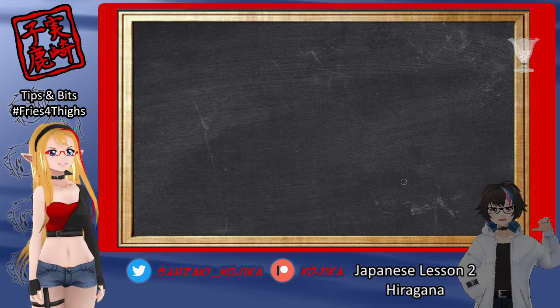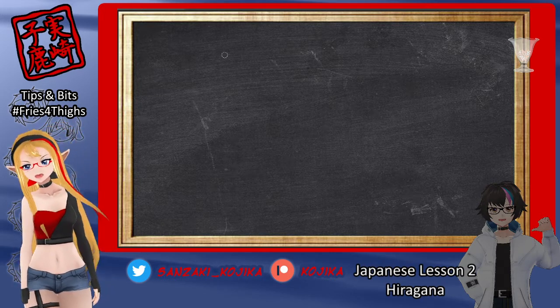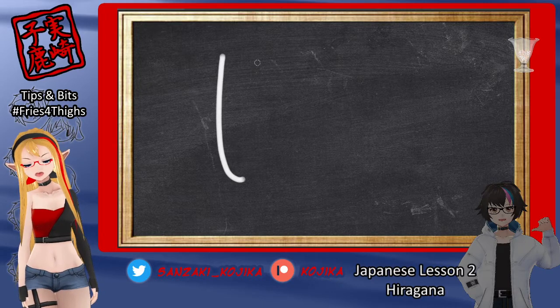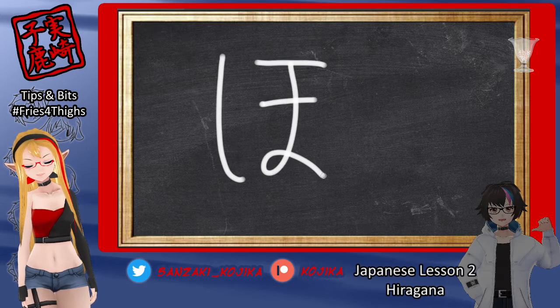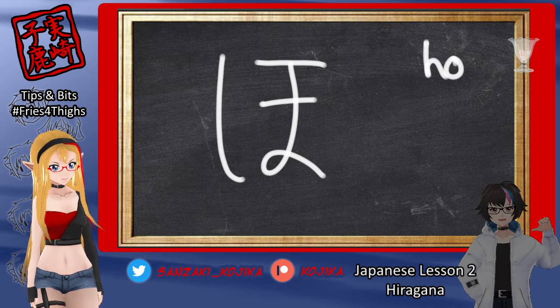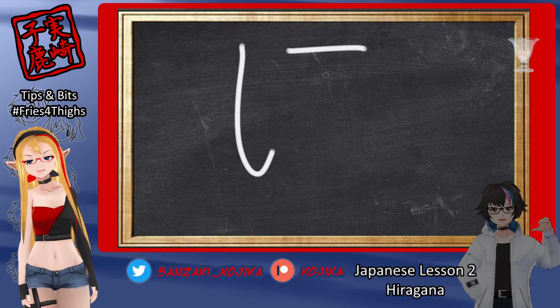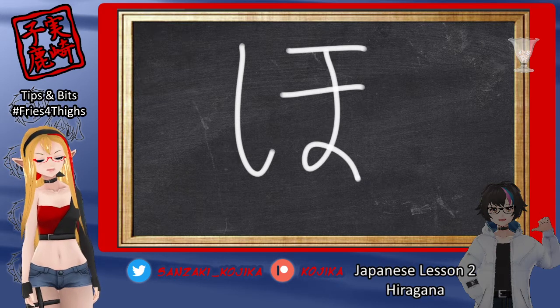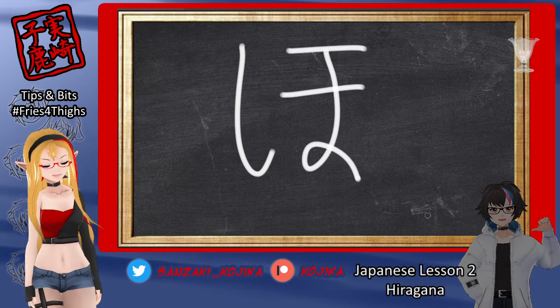All right. So, anyways, back to it. The next word is ho. You're a hoe. It's ho. So it's 1, 2, 3, 4. And it's got a little tail on it.